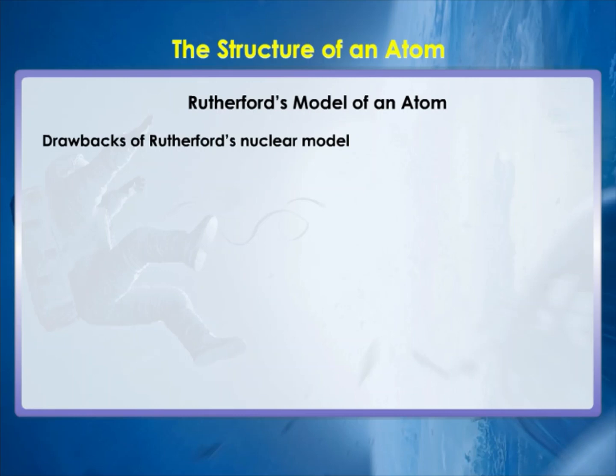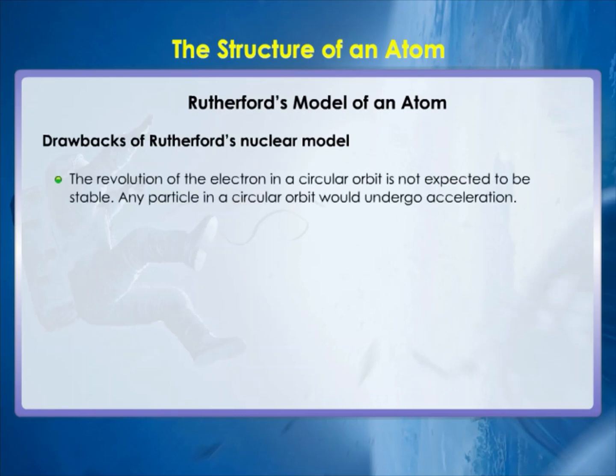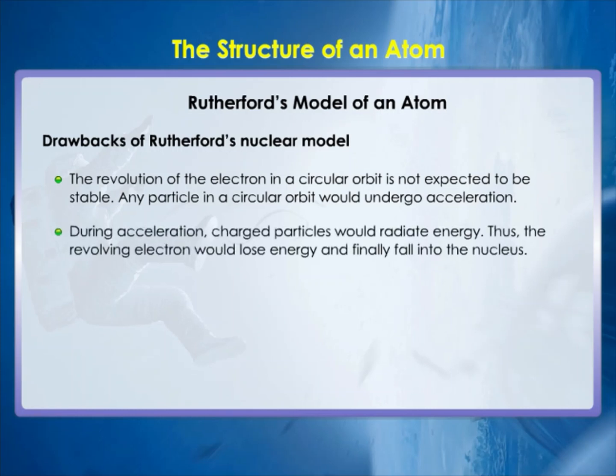Let's discuss the drawbacks of Rutherford's model of the atom. The revolution of the electron in a circular orbit is not expected to be stable. Any particle in a circular orbit would undergo acceleration. During acceleration, charged particles would radiate energy. Thus, the revolving electron would lose energy and finally fall into the nucleus. If this were so, the atom should be highly unstable, and hence matter would not exist in the form that we know. We know that atoms are quite stable.